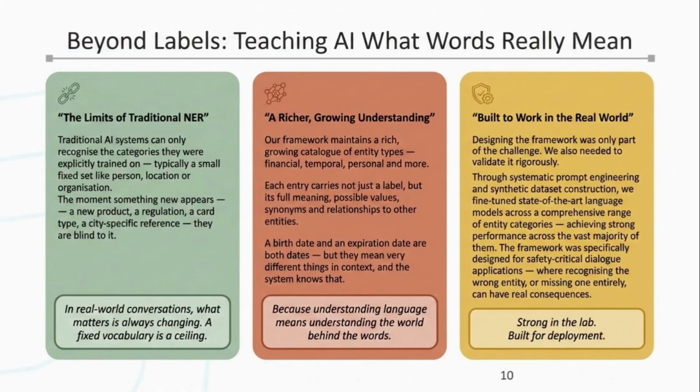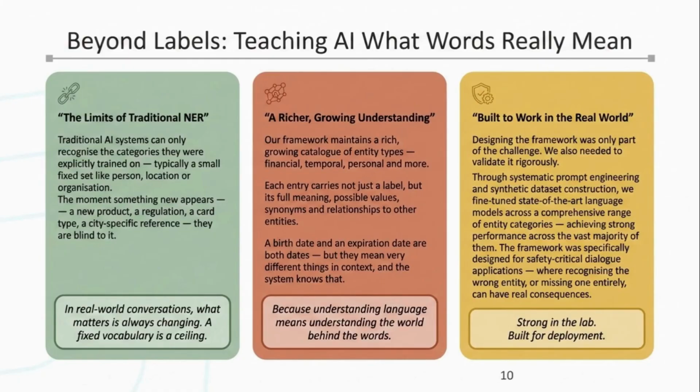Designing the framework was not only part of the challenge, as is more or less apparent. We also needed to prove it works. Through systematic prompt engineering and carefully constructed synthetic datasets, we fine-tuned state-of-the-art language models across a comprehensive range of entity categories, achieving a strong and reliable performance across the vast majority of them. The framework was built specifically with safety-critical dialogue in mind. Environments where recognizing the wrong entity or missing one entirely can have real consequences.